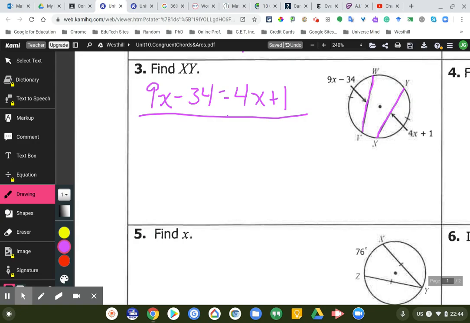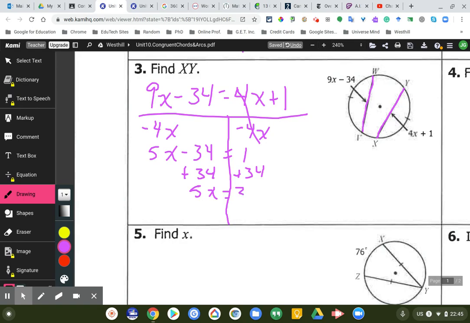I'm just gonna do simple arithmetic here. We're gonna minus 4x from this side. Boom, minus 4x. So we got 5x minus 34 equals 1. Let's undo that. There we go. Plus 34, plus 34. We got 5x equals 35. Right? Divide by 5, divide by 5. Got x by itself, cancels out. X is equal to 35 divided by 5, which is 7.